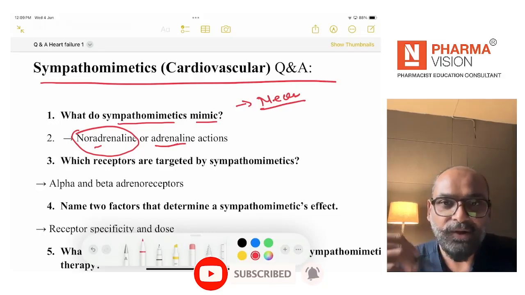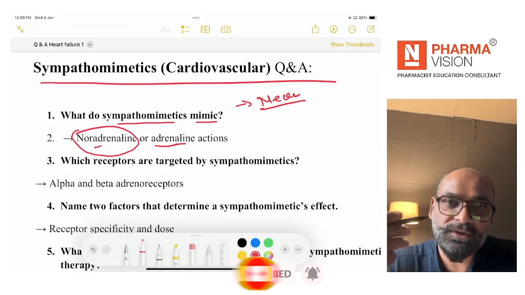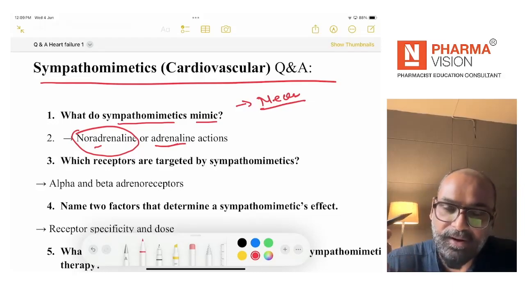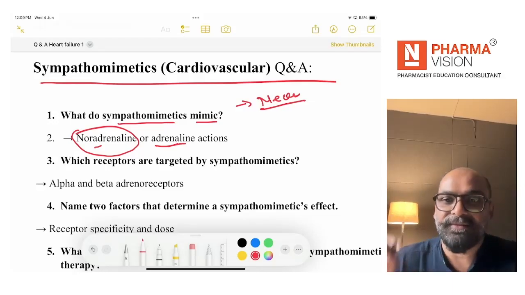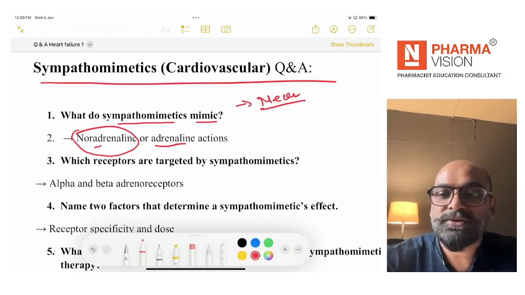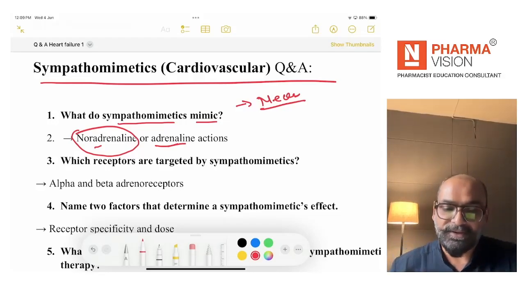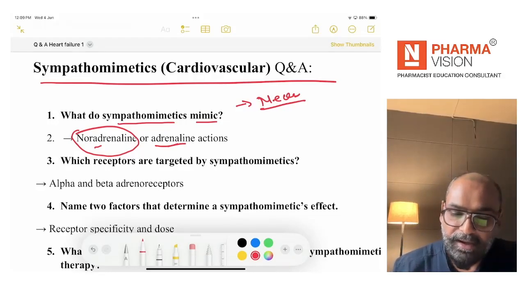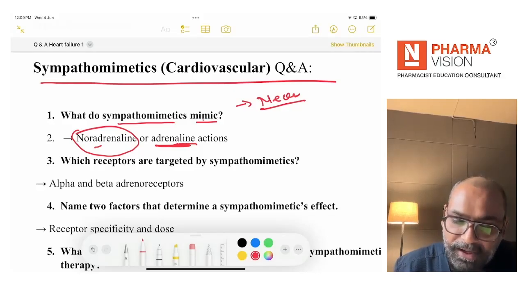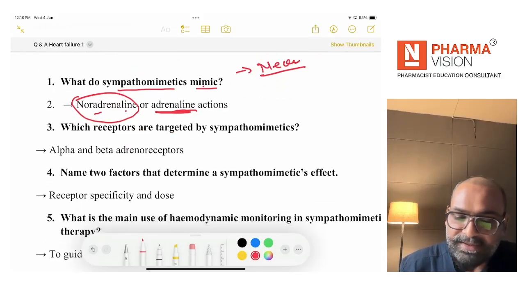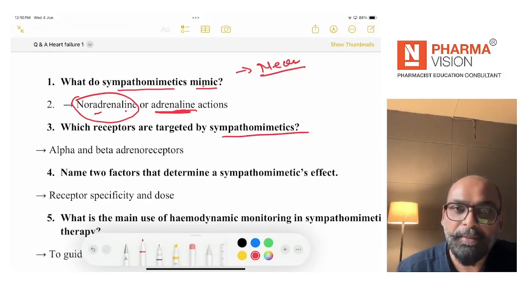In our day-to-day life, normal situations can be taken care of by noradrenaline, but when we need an excessive response of the sympathetic system, we need more of a substance like adrenaline. So they are mimicking the effect of adrenaline and noradrenaline. Which receptors are targeted by the sympathomimetics?